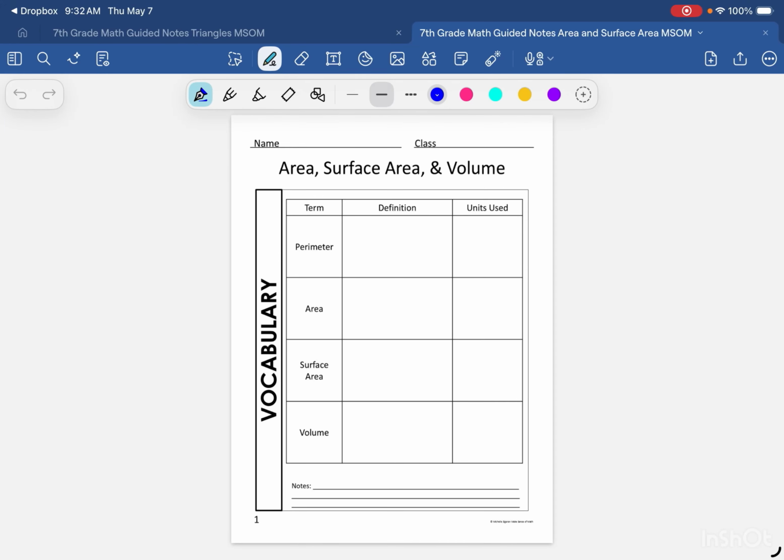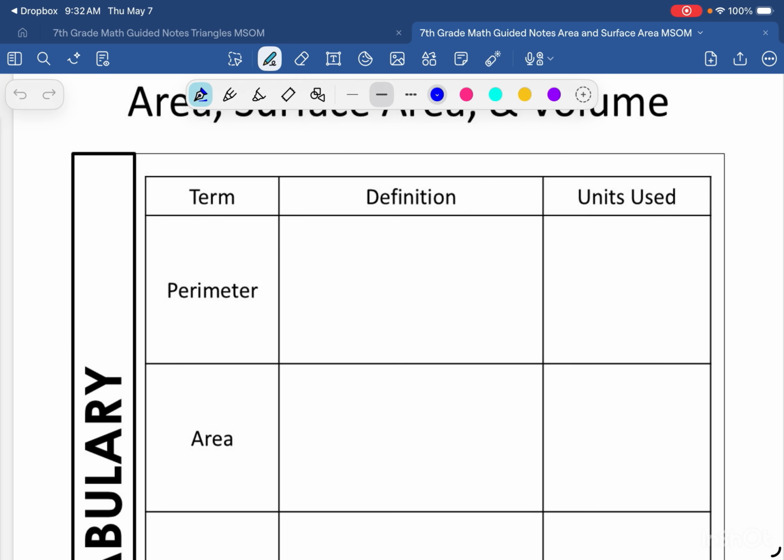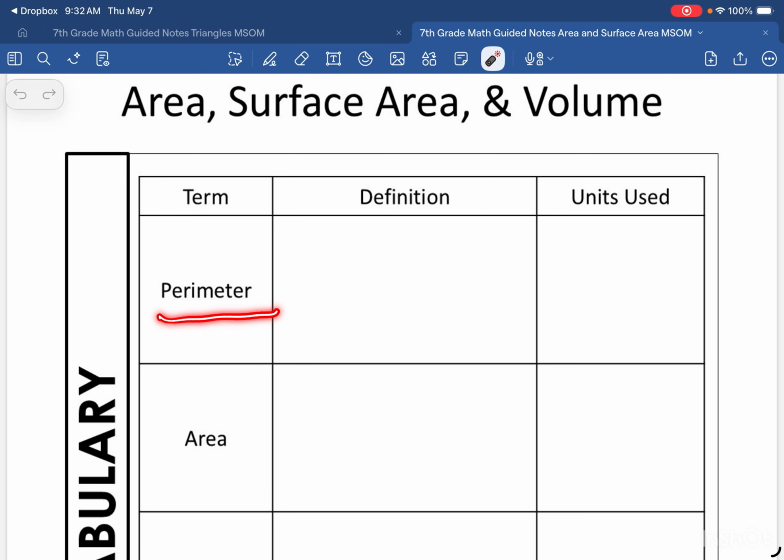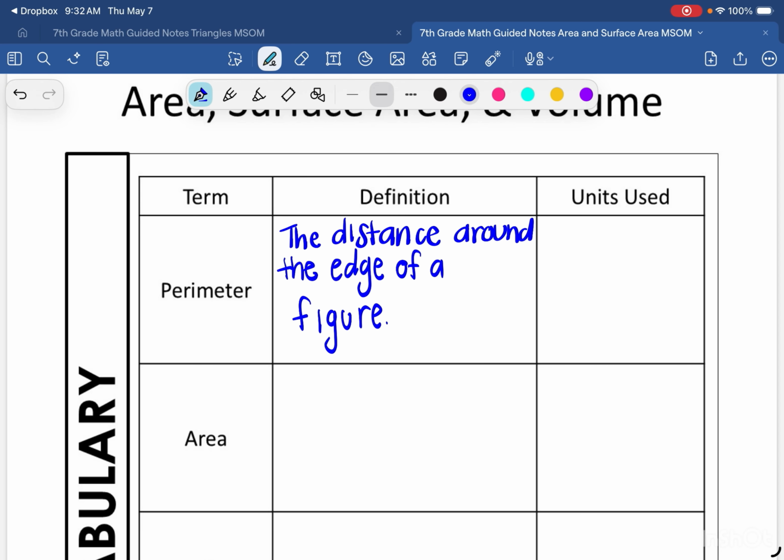Hey everyone, these are the area, surface area, and volume guided notes. To get started, let's go over some vocabulary. Perimeter is the distance around the edge of a figure. The units used would be units because we are measuring a distance.